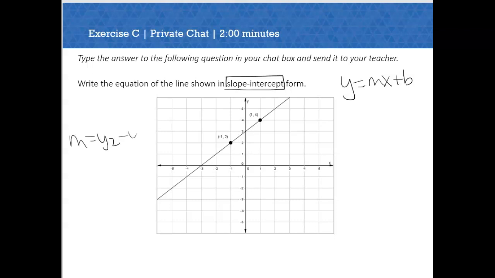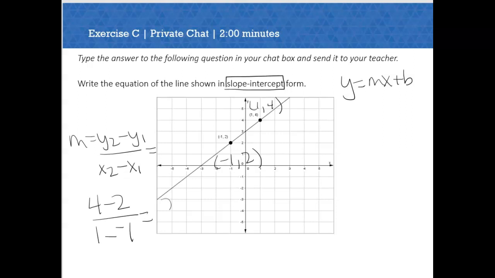M is always change in y over change in x. I always use the top one. That's (1, 4). I don't think I wrote it any bigger. Negative 1, 2. So 4 minus 2 all over 1 minus negative 1. So 2 over 2, which is 1.